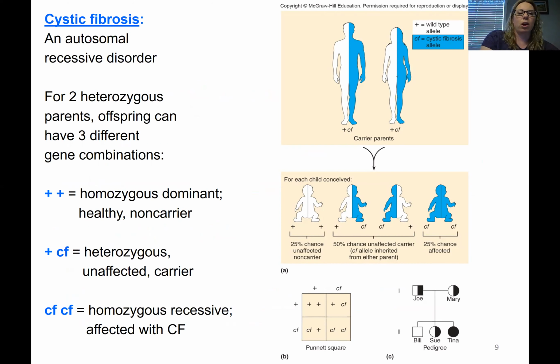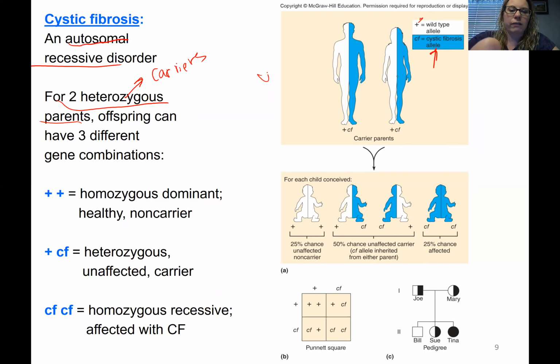Let's take a look at an example here. Cystic fibrosis is an autosomal recessive disorder. That tells us the mutant allele, the cystic fibrosis allele, is located on an autosome, chromosomes 1 through 22. The wild type allele is the normal healthy allele, and they've got it represented by a plus here. In this particular cross, they're looking at two heterozygous parents. And remember, for recessive disorders, heterozygous parents are carriers.